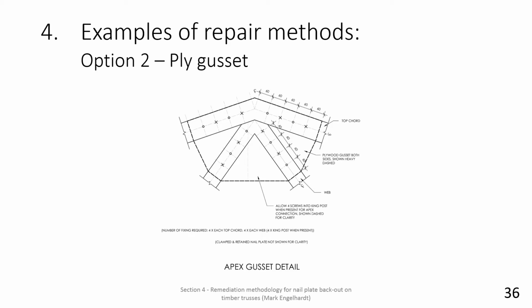Option 2 example, apex plywood gusset detail designed by an engineer and installed by a carpenter using the same method and materials previously mentioned. The connection is integral to the structural adequacy of typical standard trusses.